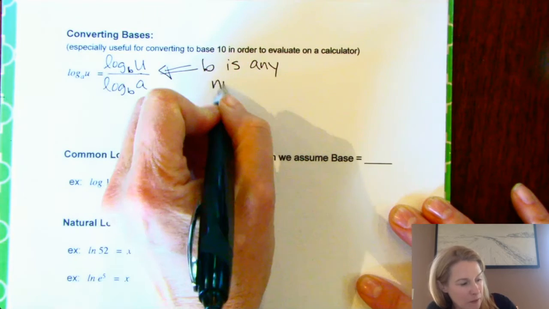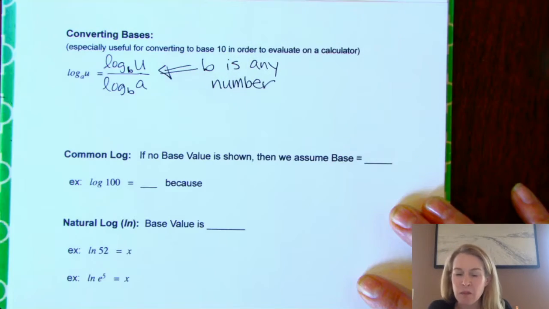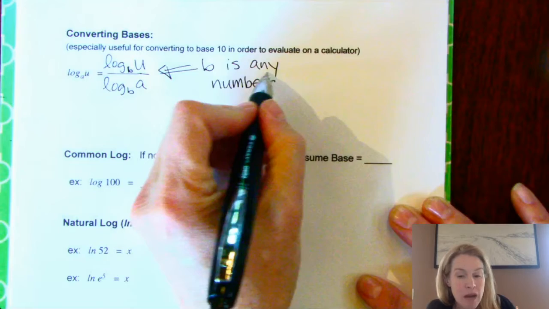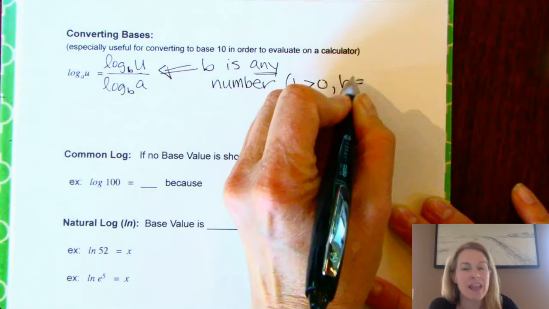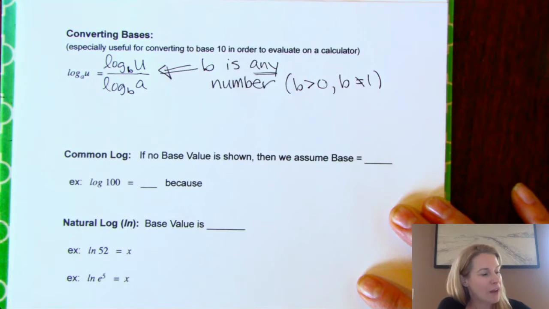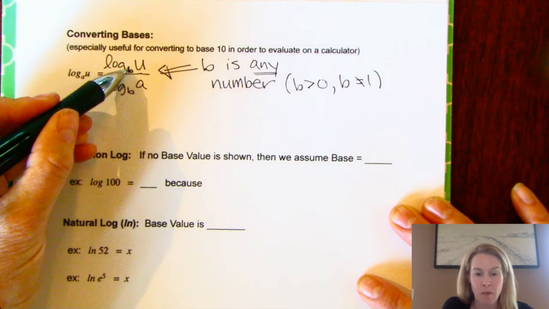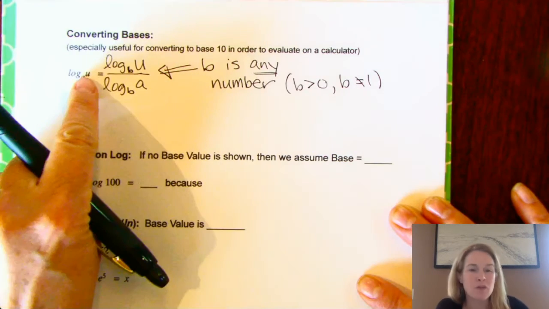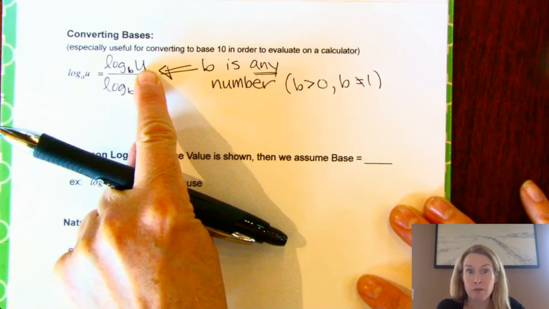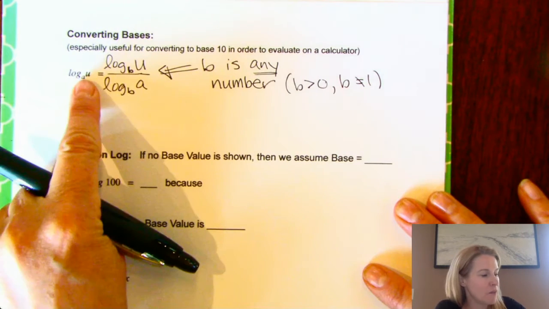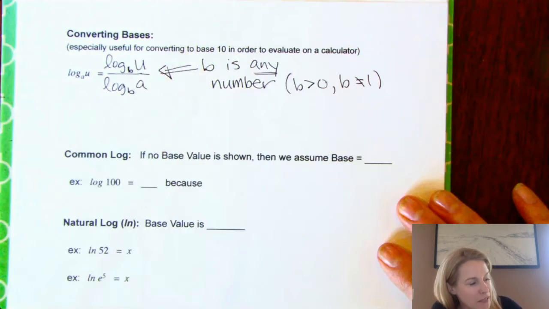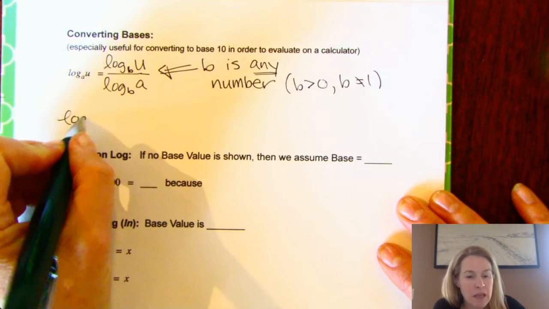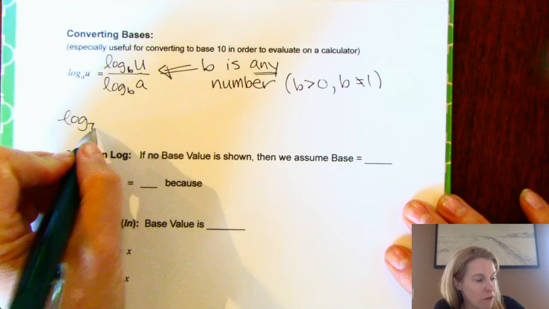It could be any base number that you pick whatsoever. But remember, a base value has to be greater than 0, and it can't be equal to 1. And of course, it has to be the same base on top and bottom. So you see the argument goes with the base, the logarithm on top, and the base a goes with the logarithm on the bottom. So a quick example, log base 7 of 5, for instance.